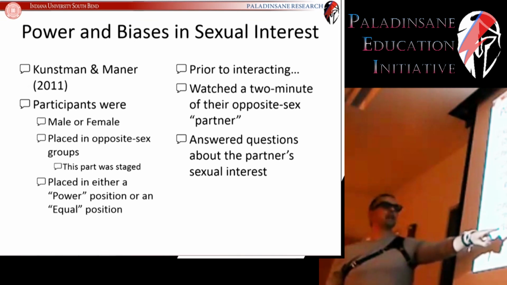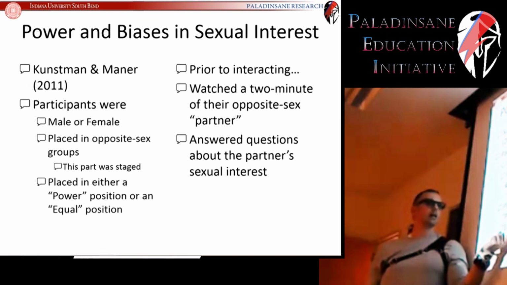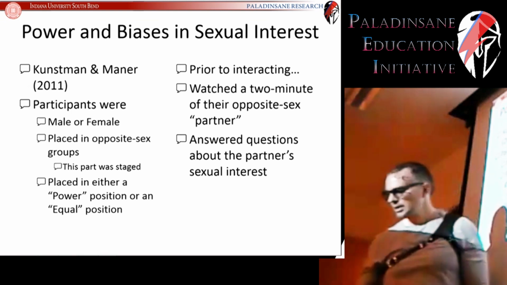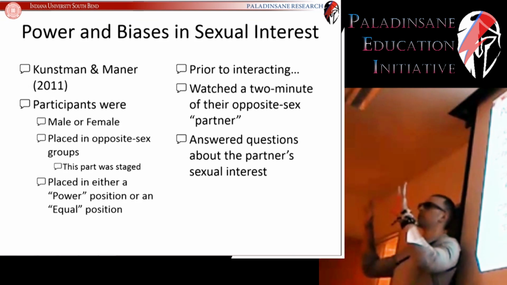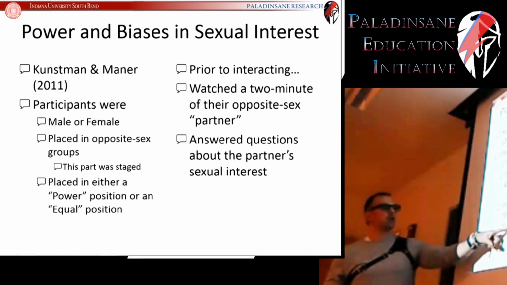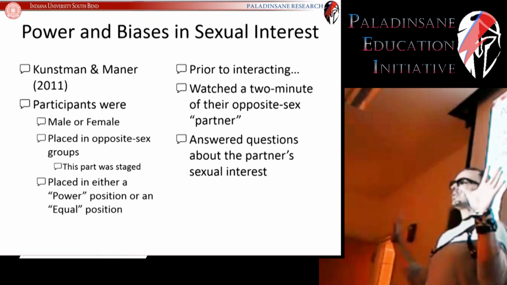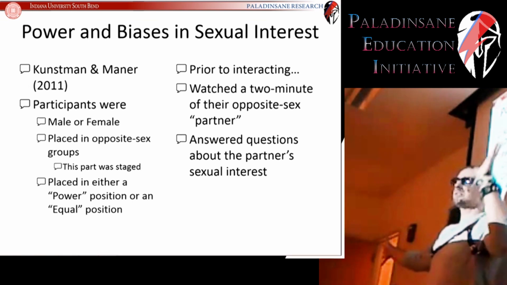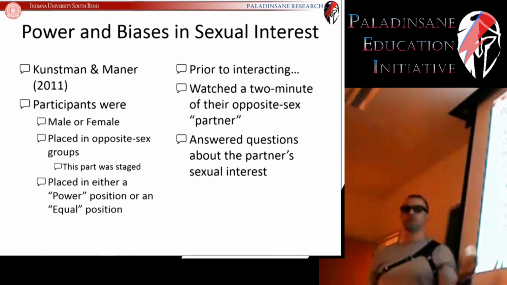A person in an equal position was told, you and this other individual, let's make this easy. There's 10 course points, 10 points of course credit for participating in this experiment. And you and the person in the video are going to get 5 each. So 5 is going to go to you for participating in this experiment, 5 is going to go to the other person. That's the equal position.